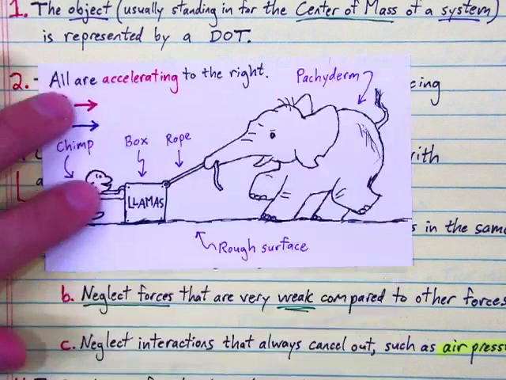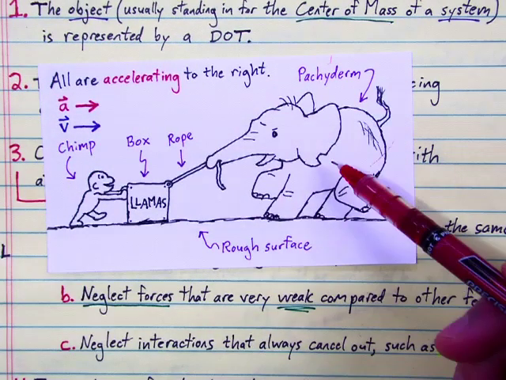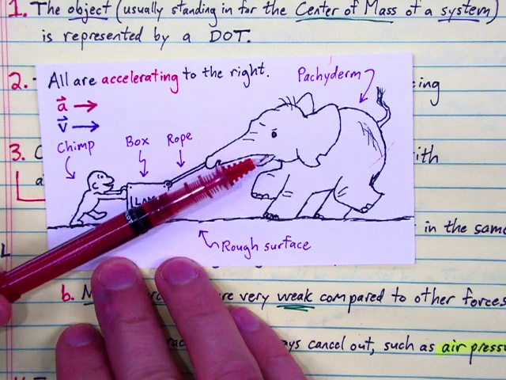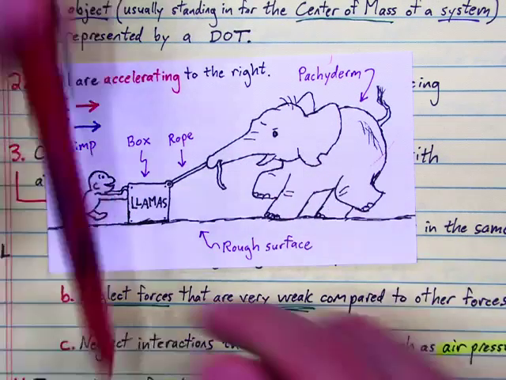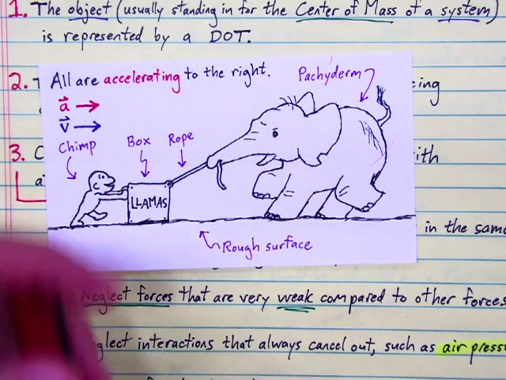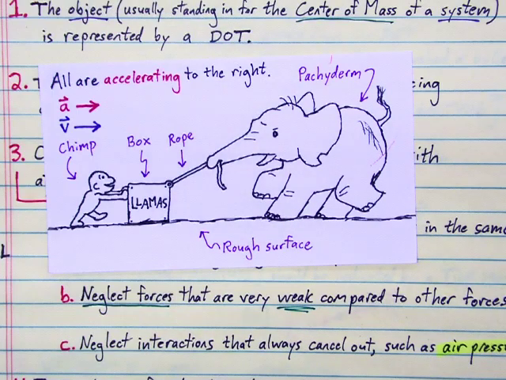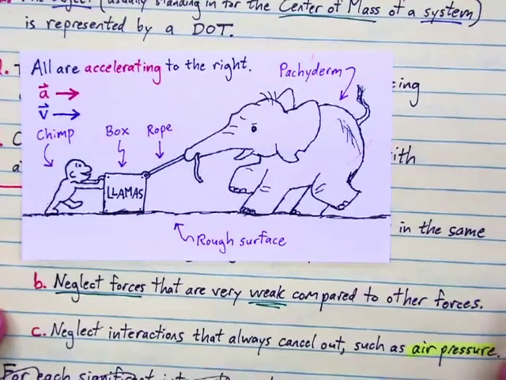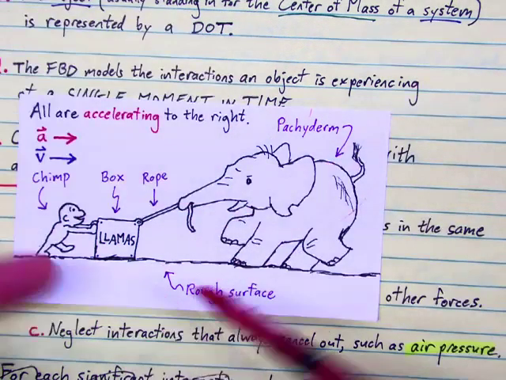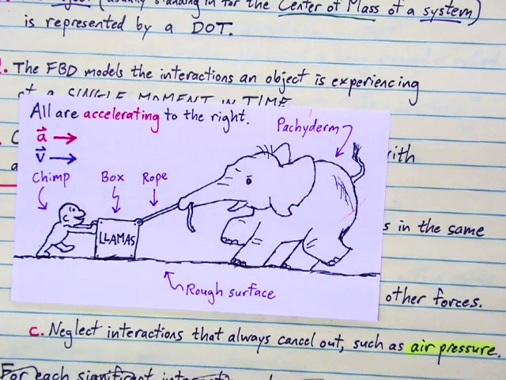The mass of the elephant here is actually exerting a force of gravity on the box of llamas, pulling the box towards it, but that's a very weak force compared to the force of gravity from the whole planet Earth pulling downward on that box. So we ignore all forces of gravity except that from the Earth because they are weak compared to the force of gravity from the Earth. And C, neglect interactions that always cancel out, such as air pressure, which exerts very large forces but pushes equally on a stationary object in all directions. So those air pressure forces tend to cancel out, and we leave them off of our diagram.